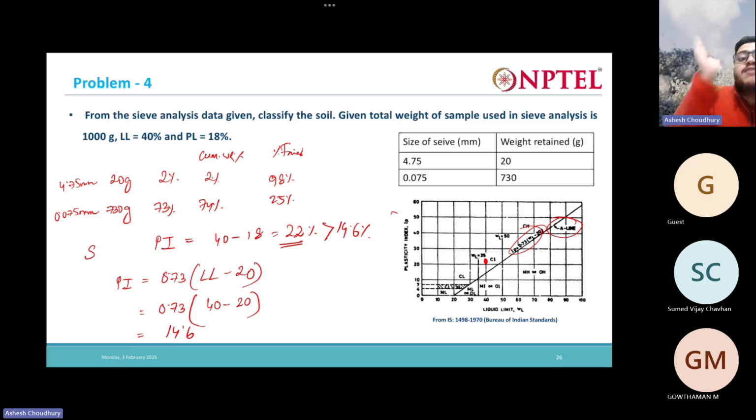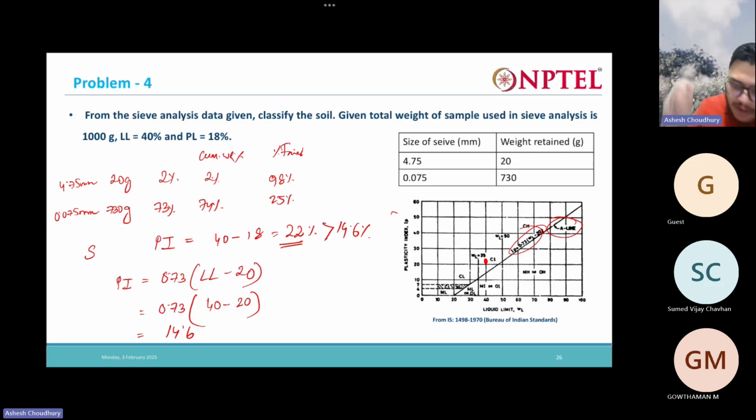Now if the soil is above the A line, what is it? Clay or silty? Above the A line means what? Correct. Good. Above the A line means clay.